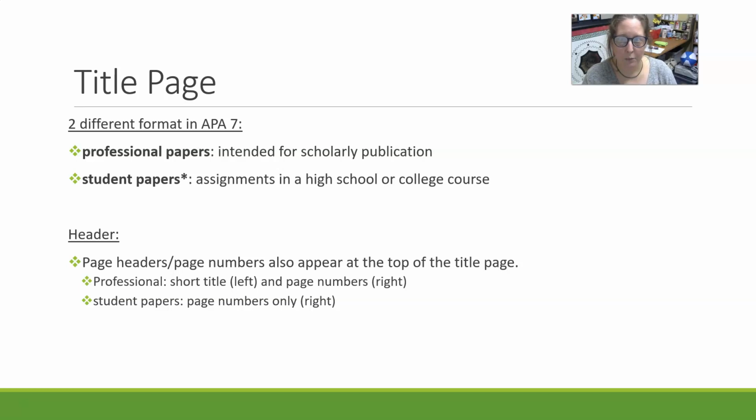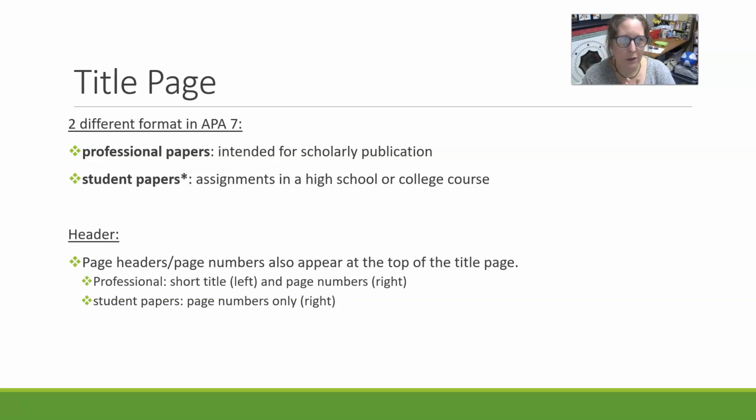So for the title page, there are two different formats that are possible in APA 7. For professional papers, the format is intended for scholarly publications, so this would be maybe post-grad work or professional work. For student papers, which is going to be the focus of this video, these would be for assignments in a high school, community college, college, or university course, something like that.